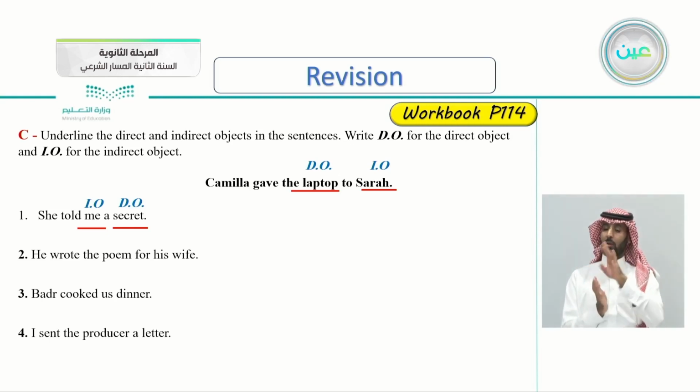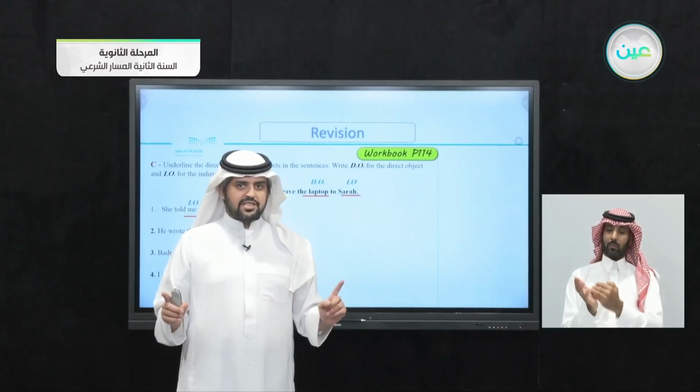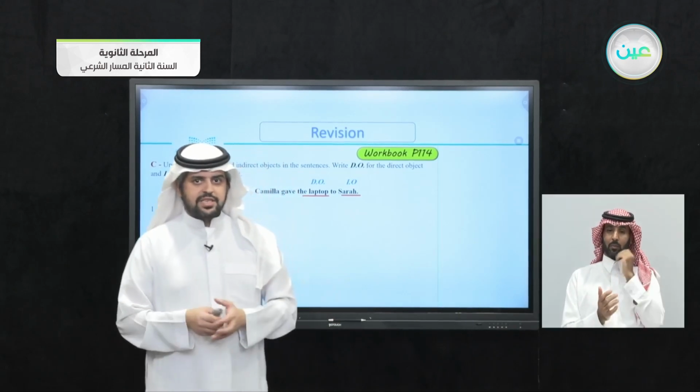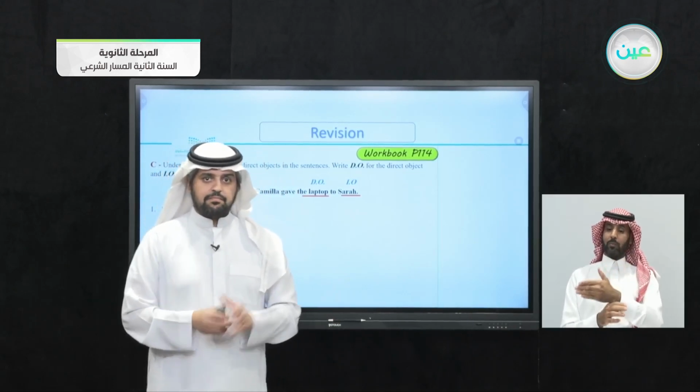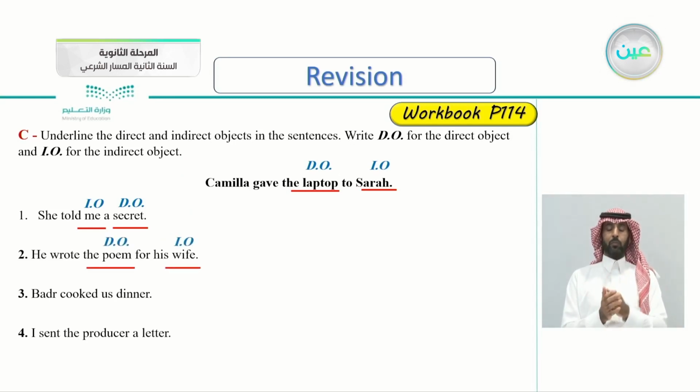Number two, he wrote the poem for his wife. We have two objects here, which is direct and which is indirect. Okay, let's check the answer together. So his wife is the indirect object, the poem is the direct object.